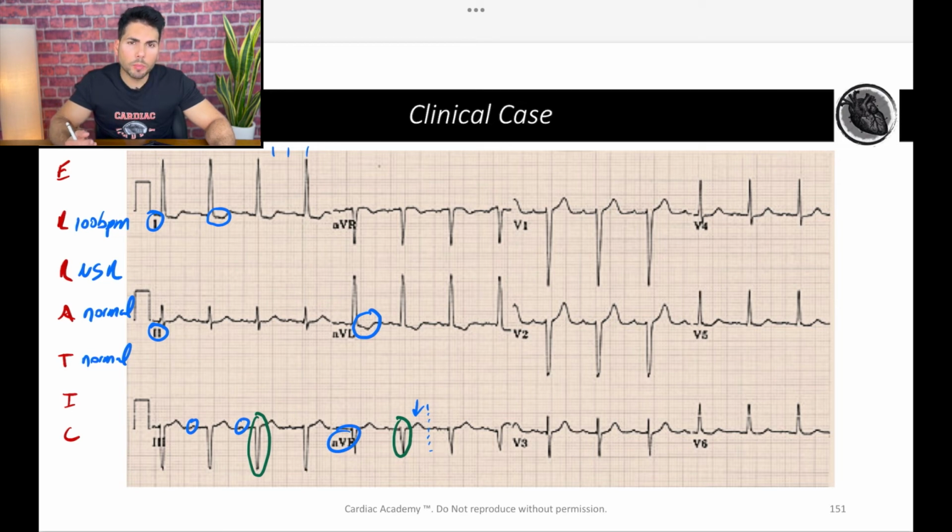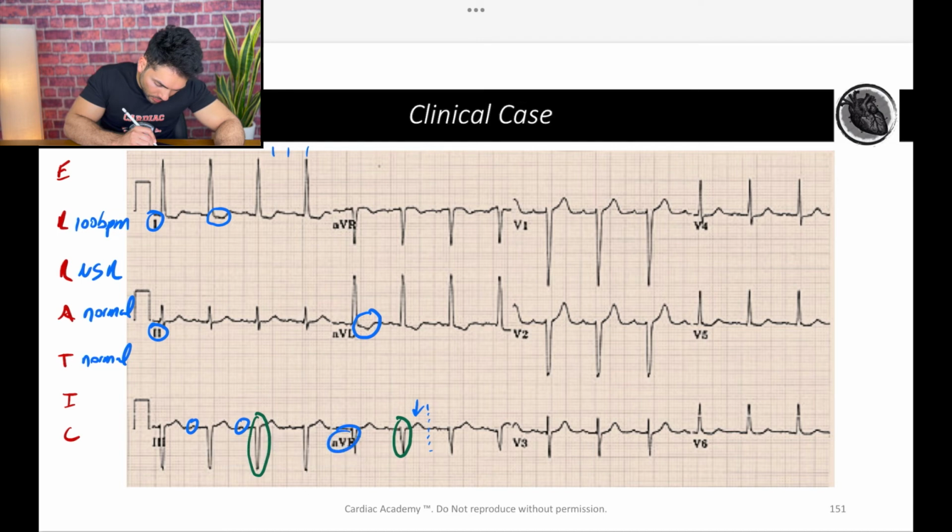And then we look at the precordial leads, and looking at V1 looks normal, V2 and V3, V4 and V5 and V6, they all look normal. So no ischemic changes there. So we do have some abnormalities, and we'll talk about it. So we have a possible old inferior infarction.